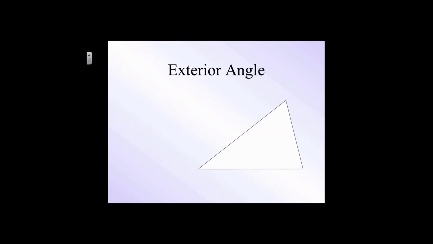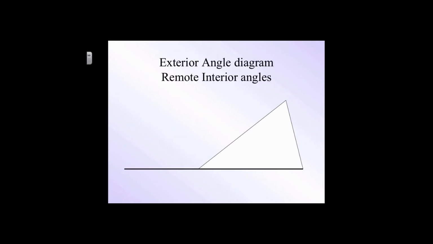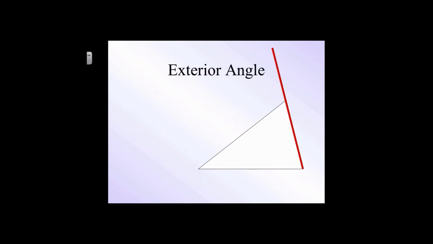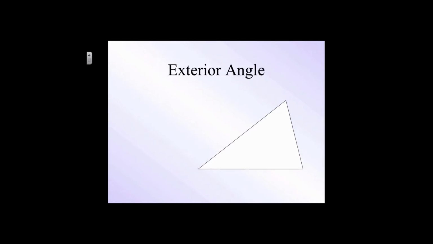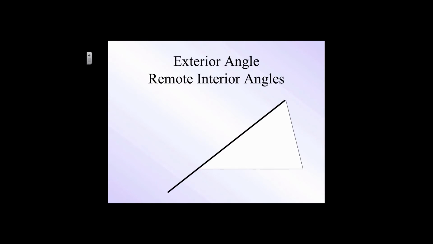Here's a triangle. If we extend this side, we form this exterior angle. And these are the remote interior angles. If we extend a different side, this is our exterior angle, and now these two are the remote interior angles. Finally, if we extend this last side, this is our exterior angle, and these are our two remote interior angles.